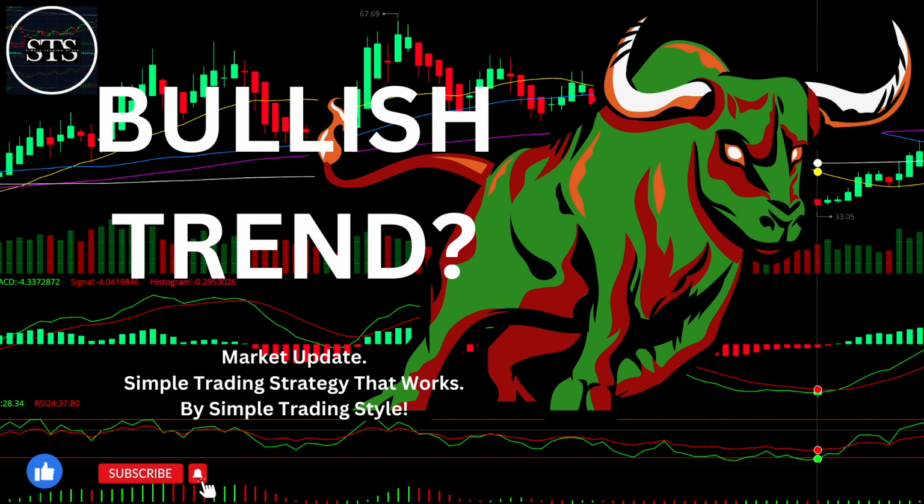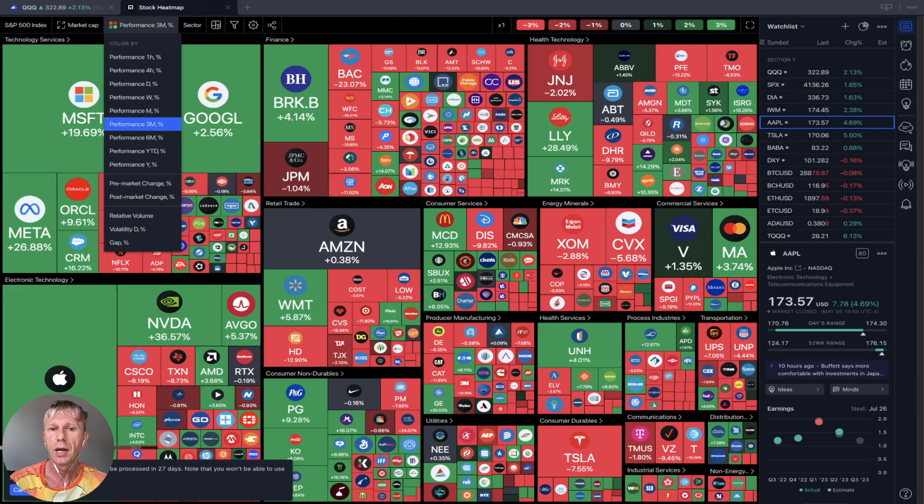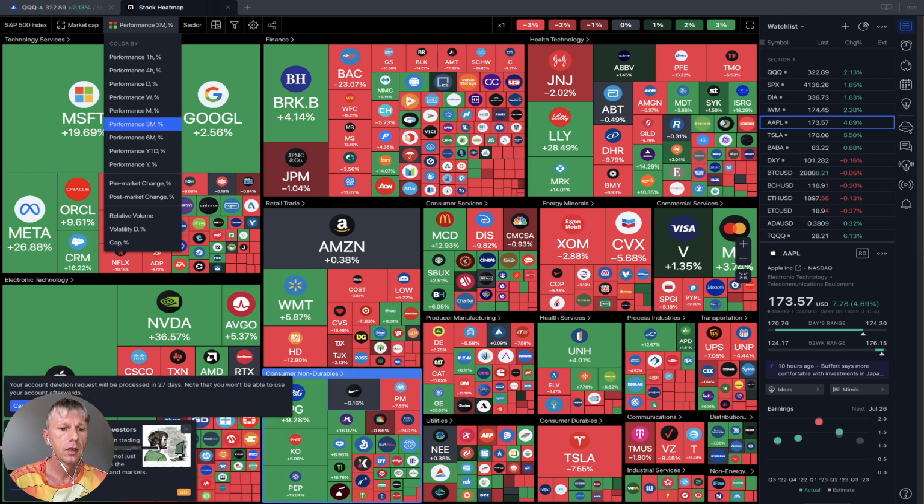We will figure out is it a bullish trend, what's going on with the stock market trend on the large time frames like quarterly, monthly, weekly. Let's move to TradingView, and we will start my technical analysis. Let's start from the stock heat map, quarterly time frame.